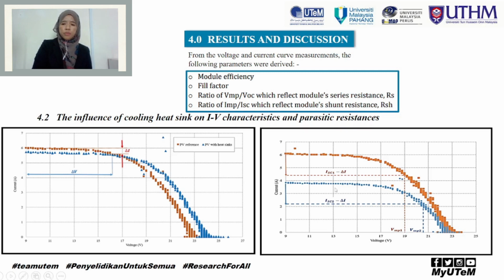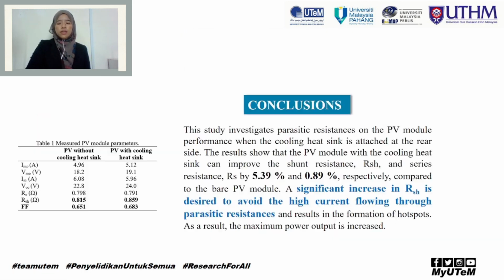It can be seen that the orange one is the PV reference and the blue line is the PV with the cooling heat sinks. The study shows a significant increase in shunt resistance, up to 5.39%, and series resistance increases only 0.89%. So a significant increase in shunt resistance is desired to avoid high current flowing through the parasitic resistance.